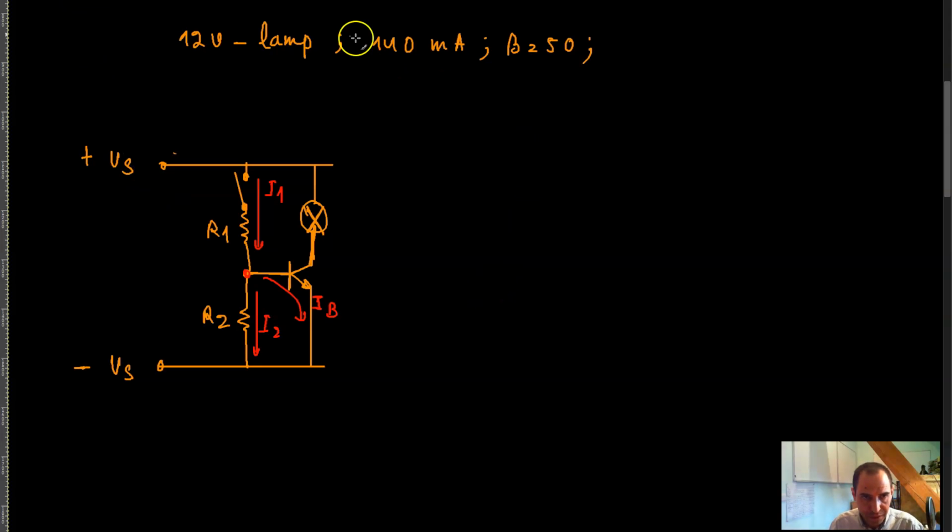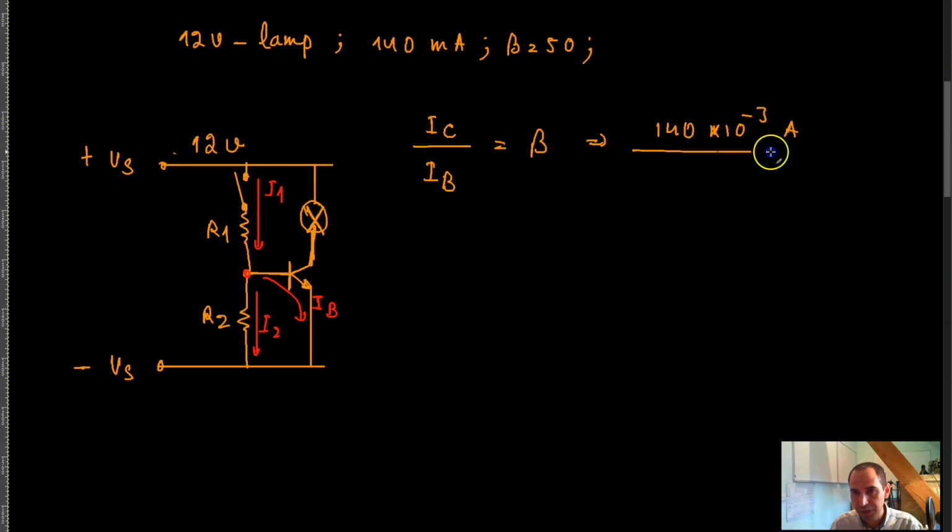Okay, so now let's say that you have this 12 volt lamp that draws a current of 140 milliamps. So I set my supply voltage to 12 volts, and since this lamp needs 140 milliamps, I'm going to assume that the collector current of this transistor, I of C, is 140 milliamps. So that means I can say 140 into 10 raised to the power negative 3 amps divided by I of B is the same thing as beta, which is equal to 50.